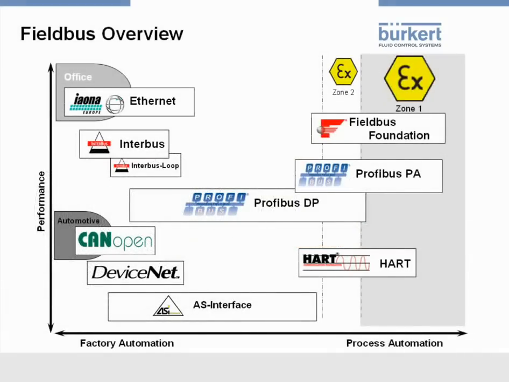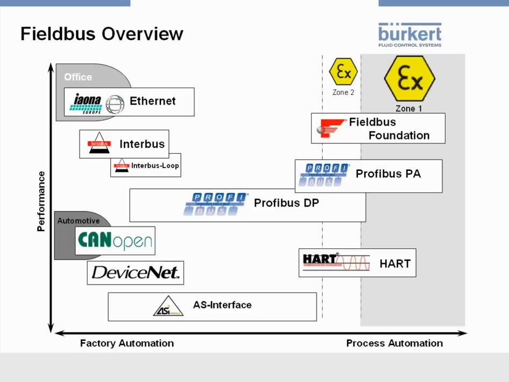Here you can see an overview of the different Fieldbuses. Each of these bus systems has different characteristics, like communication speed, dimensions of the network, or the kind of communication. That's why they have different specialist application areas.